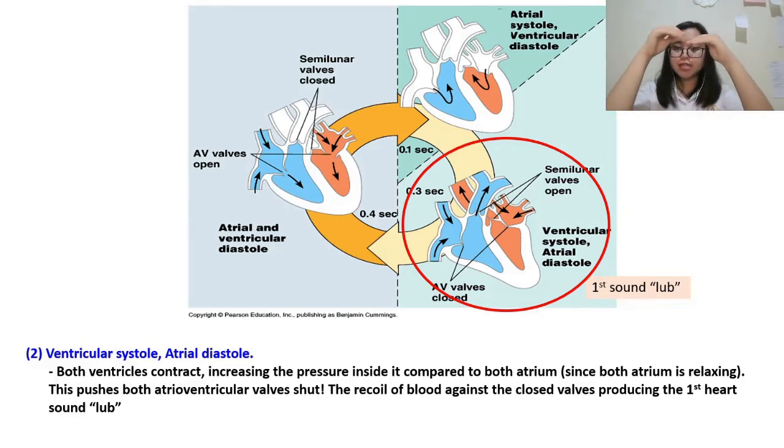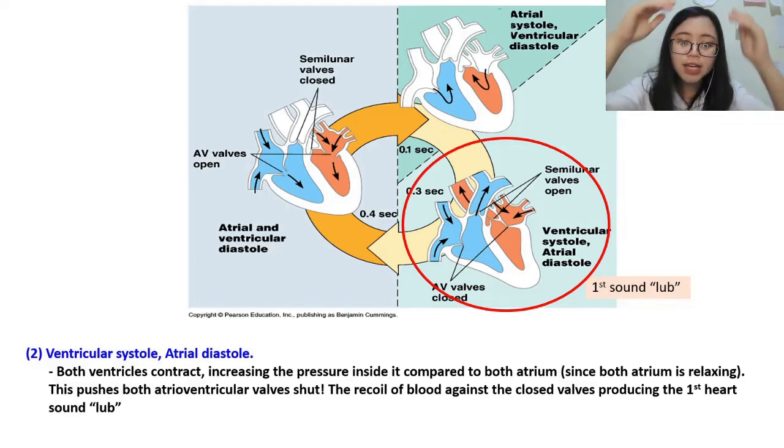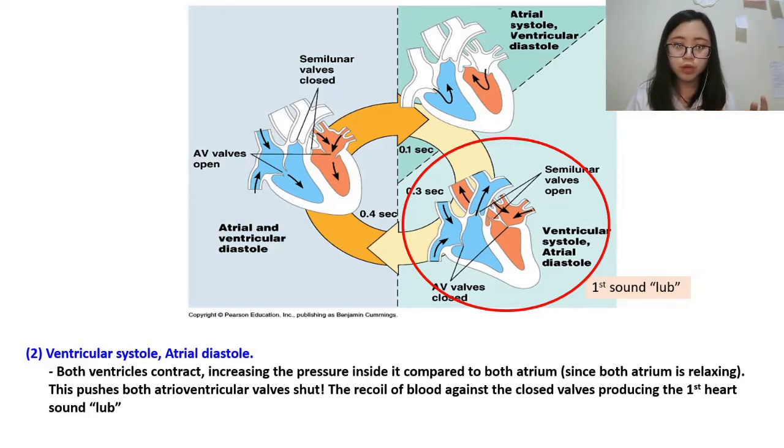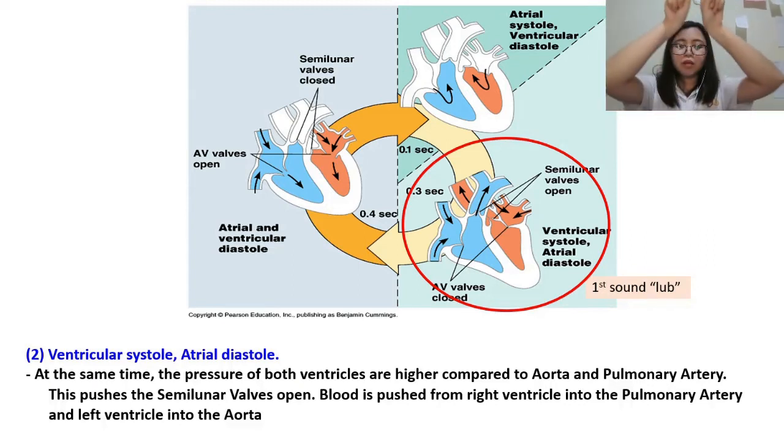When the valves are shut, some of the blood that is trying to go out into the atrium will hit against the closed valves. Jadi bila itu injap tutup, when the valve closes, and when these red blood cells are hitting against the valves, that is how your heart produces that first lub sound, yang dup punya bunyi. And in this step also, at the same time, the pressure from both ventricles is higher compared to the aorta and the pulmonary artery. So, pressure from the ventricles will push the semilunar valves open and blood will flow out of the aorta and pulmonary arteries.